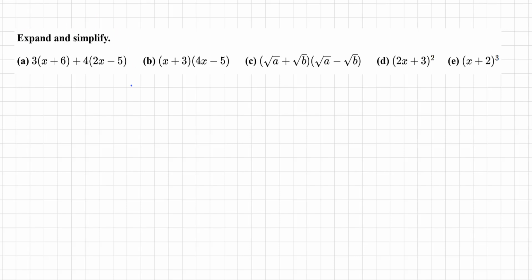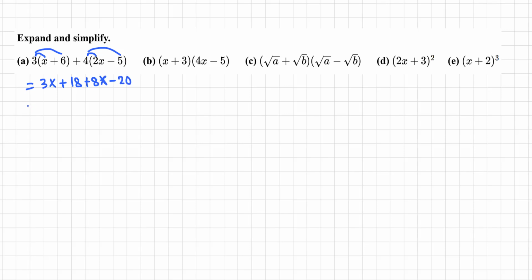Expand and simplify. So this is already in expanded form. As you can see, it's 3 times quantity x plus 6 plus 4 times quantity 2x minus 5. So we want to simplify, so we distribute 3. It's a multiplication, which means multiply both terms. So 3 times x, 3x, 18, plus 8x, plus minus minus 4 times 5, 20.